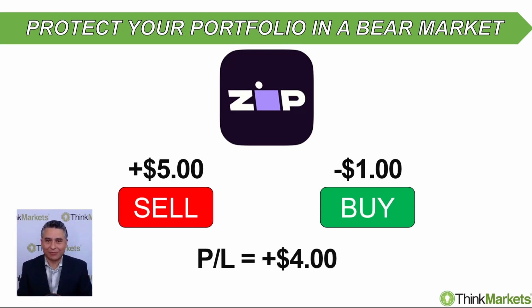In this case, everything goes our way. Zip falls to $1. Think about how devastated all of the other shareholders in Zip are. You're not devastated at all. You were cheering it all the way down. But your initial $5 credit is subtracted by your $1 debit at the end, now leaving you a $4 profit.